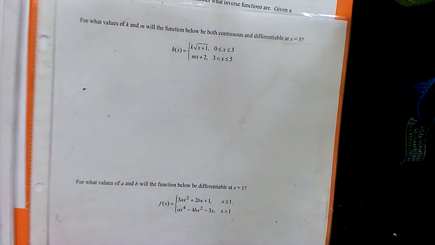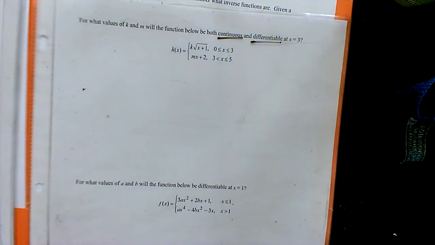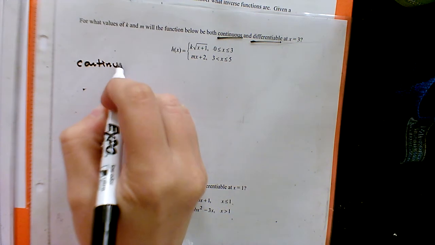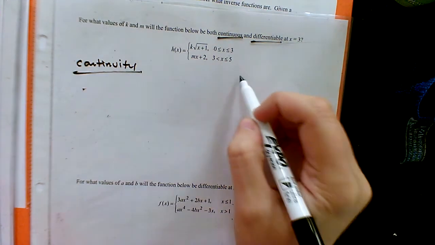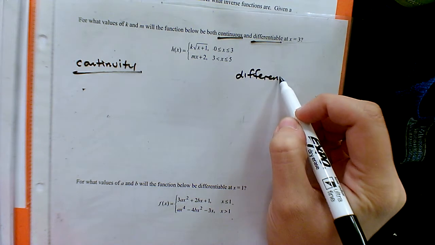For which values of k and m will the function below be both continuous, so the left and the right side meet at a point, and differentiable? So not only are they meeting, but they're meeting smoothly. Smoothly connected. So we have to check two things here. Let's check continuity, and then we'll check differentiability.